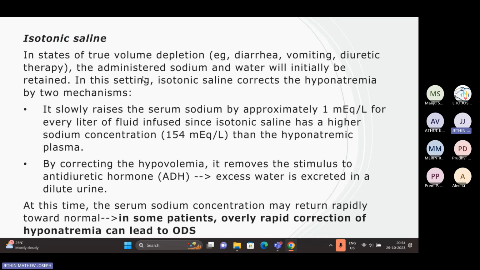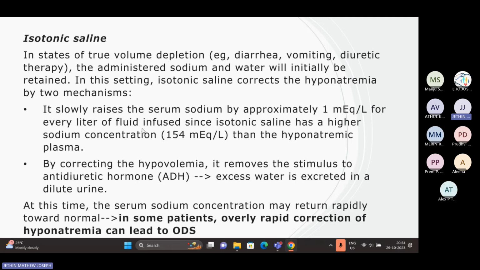Okay. So regarding isotonic saline, if the patient has true volume depletion, we try to replete the volume with isotonic saline. But there are two things which you have to keep in mind when we are giving isotonic saline. Once we correct the hypovolemia, in true hypovolemia, once we correct the fluid deficit, the stimulus for ADH is removed. So because of this, excess water will be excreted in dilute urine. Water stops being reabsorbed from the urine, and excess water is excreted in dilute urine.